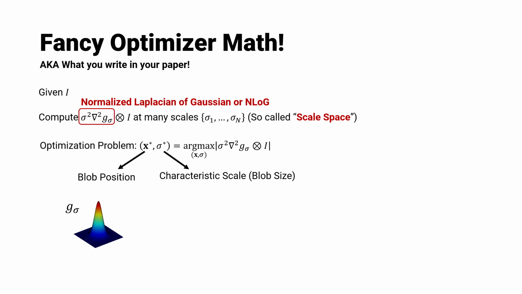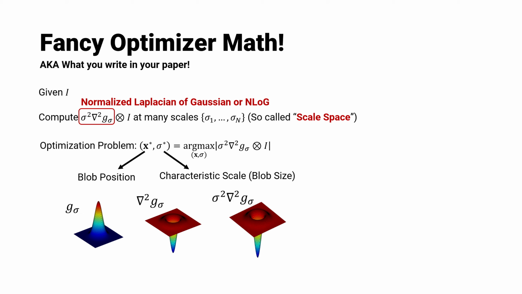So just to quickly recap, this is what g sigma looks like, this is what the Laplacian of Gaussian, or the difference of Gaussian, looks like, and this is what the scaled Laplacian of Gaussian looks like.